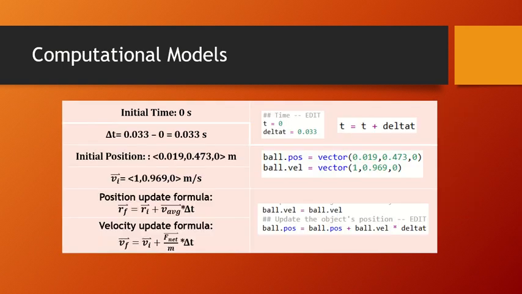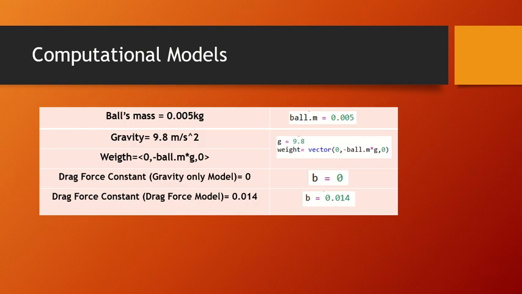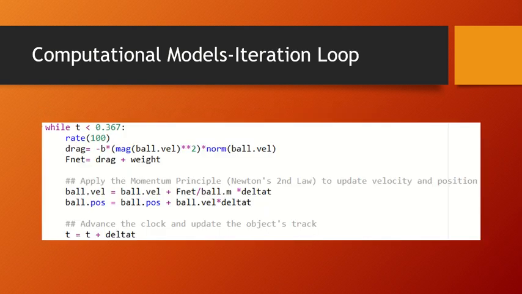Regarding my computational model, I have included the conditions such as initial time, delta t, the initial position, and velocity, and included the update velocity and position formula. I have also included the object's mass, which was 0.005 kilograms, and acceleration due to gravity, which is 9.8 meters per second squared. It was used to determine the object's weight. For the gravity-only model, I made the drag force constant 0, while for the drag force model, I made it 0.014. This is the iteration loop of my computational model.